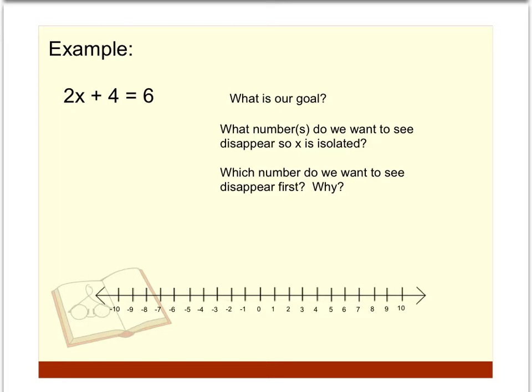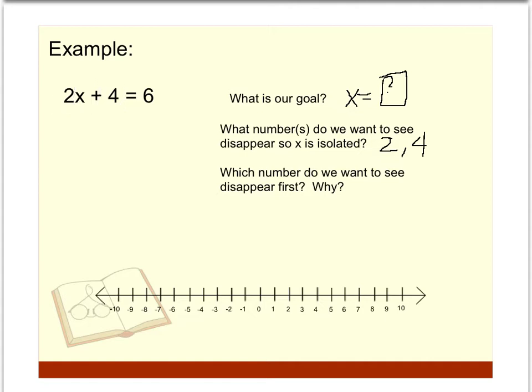Okay, first let's remember, what is our goal when we are solving equations? If you recall, our goal is to get x equal to some number. Now, looking at this, what number or numbers do we want to see disappear so that x is by itself and isolated? If we're looking at it, we want 2 to go away and 4 to go away. Okay? So we want to say 2 and 4 need to go away.